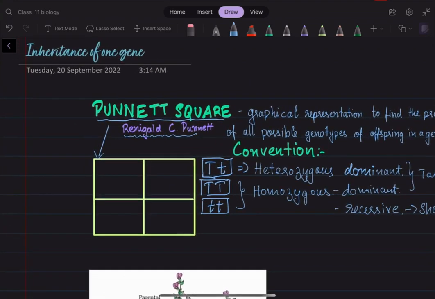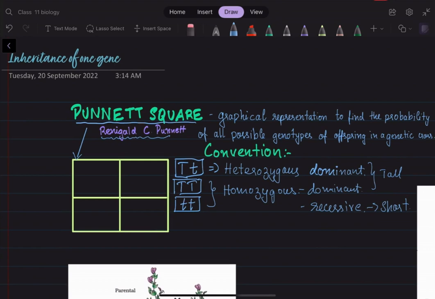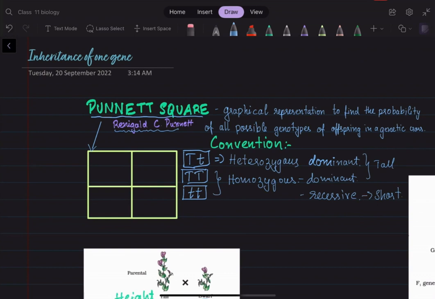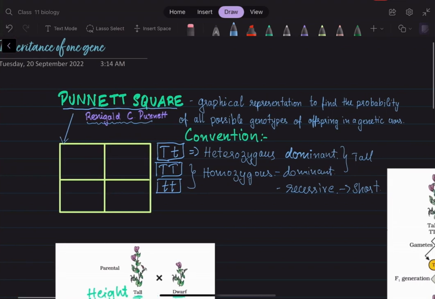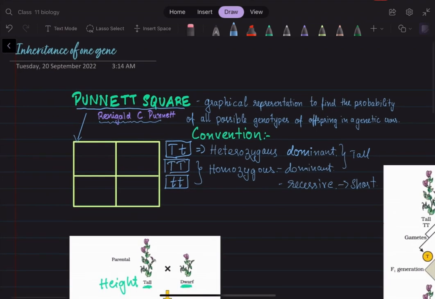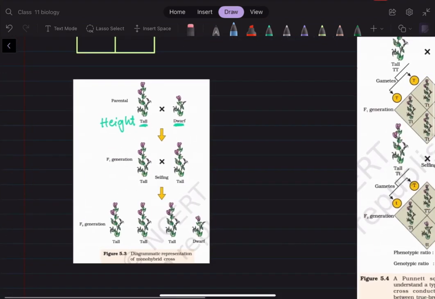Now, what is a Punnett square? The Punnett square was devised by Reginald C. Punnett, and it's very helpful to understand many crosses. It is a type of table or graphical representation to find the probability of all possible genotypes you can see in the offspring when you have a genetic cross. Let us see what experiment Mendel did.